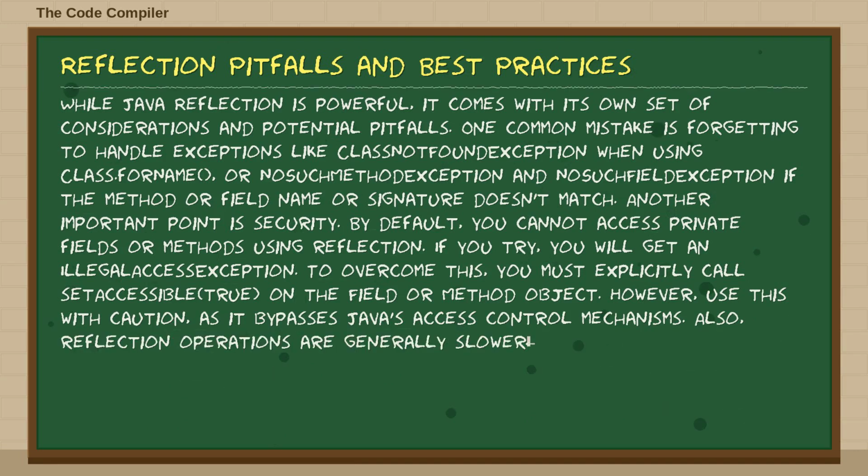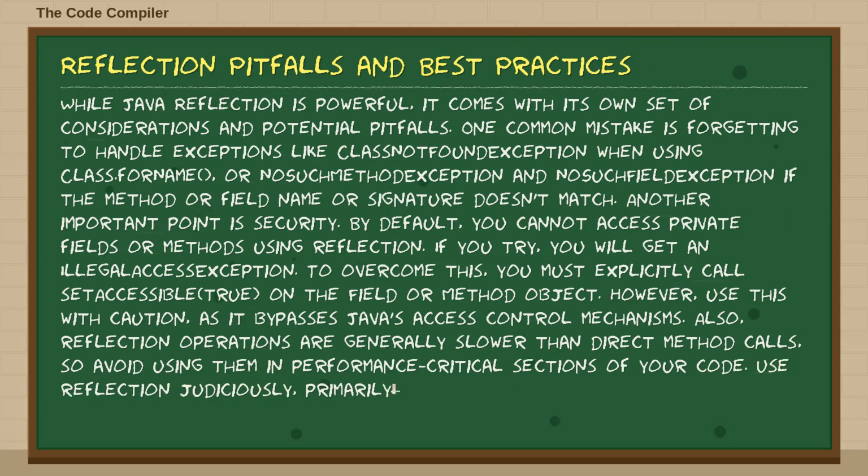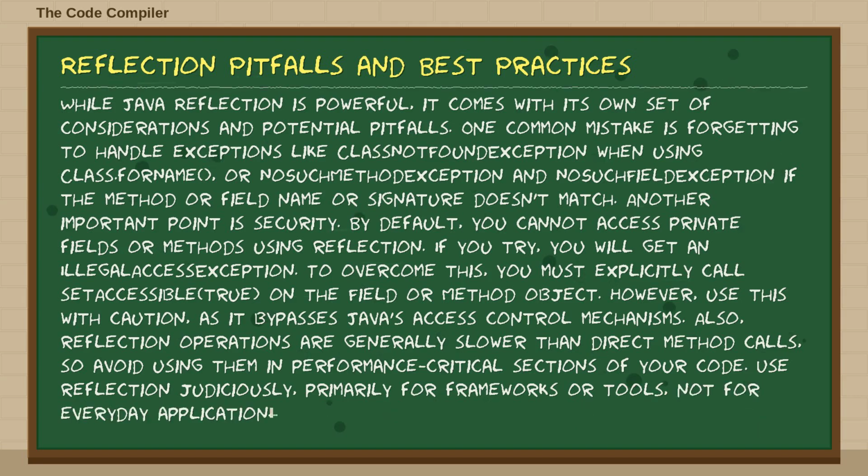Also, reflection operations are generally slower than direct method calls, so avoid using them in performance-critical sections of your code. Use reflection judiciously, primarily for frameworks or tools, not for everyday application logic.